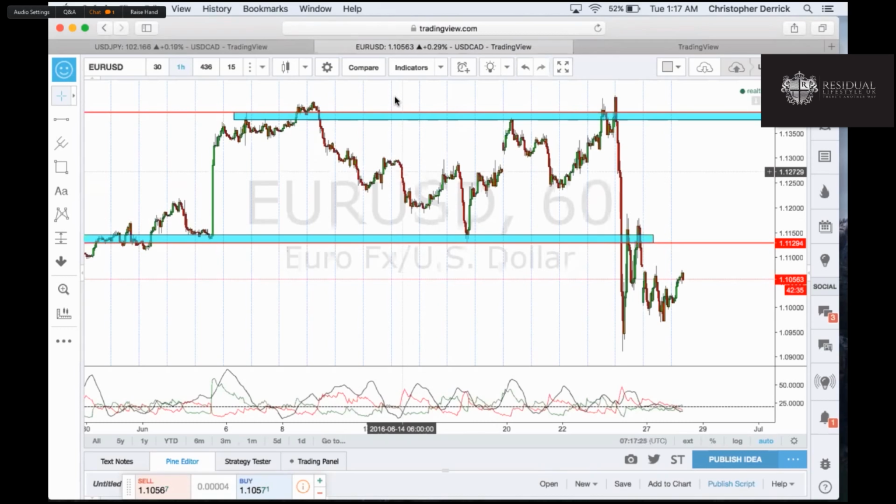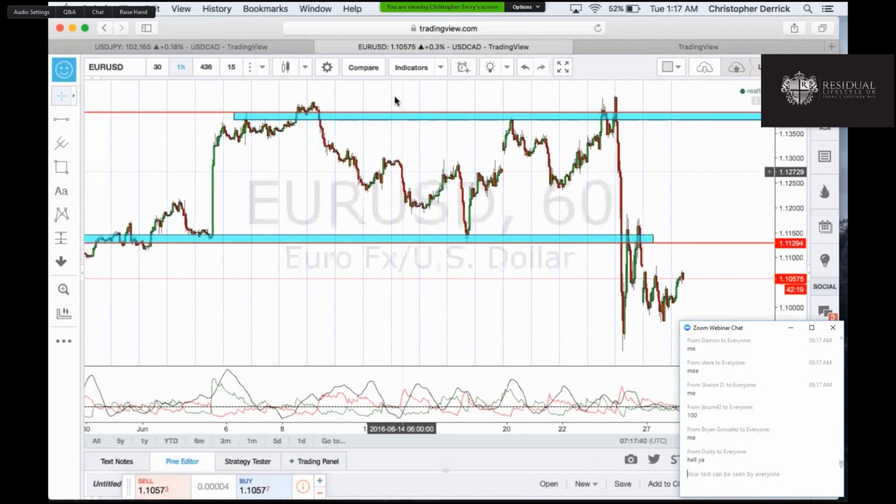Real quick before I head off, how many people on here enjoyed this live trade room? How many people are starting to understand how clear this is? Yo, this live trade room is fire.